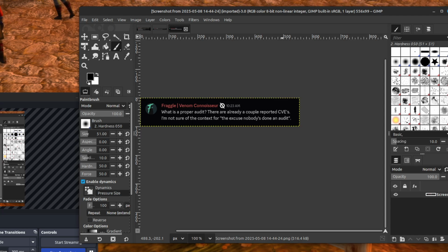So the answer to his question is, a proper security audit is where you get a team that is dedicated to security, usually a type of firm for this. You would have them run tests, you would have them look at every single exploit or potential exploit or bad practice in your code at all.